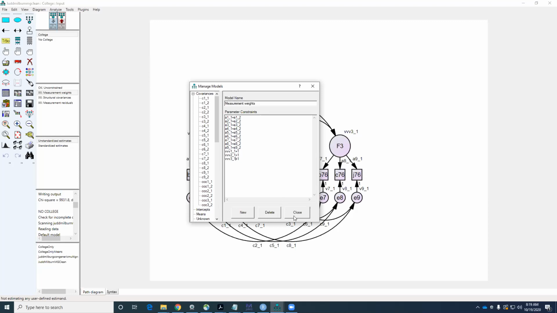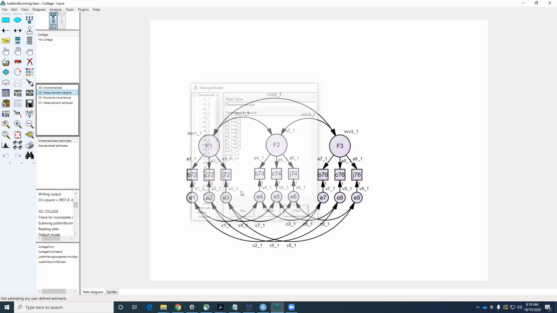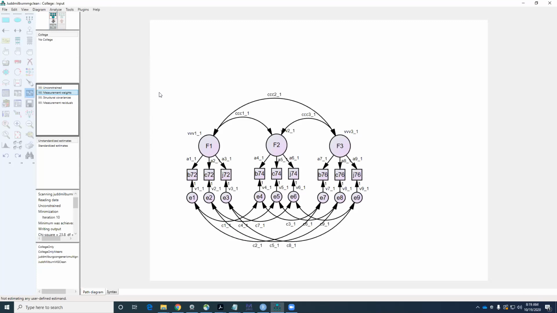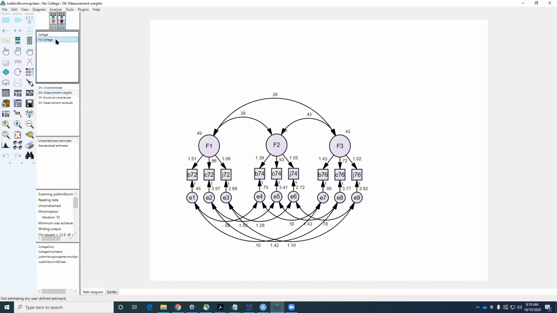Okay. So we can hit the run button now, and we can take a look at that, and we see that it's okay. And across the college and no college groups, I have the same factor loadings.